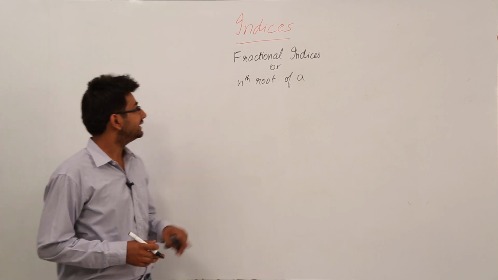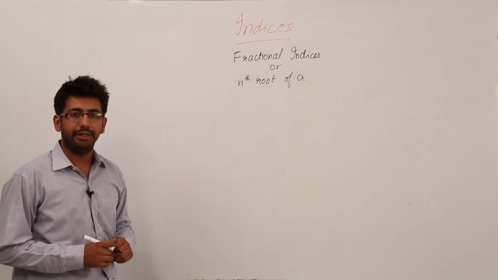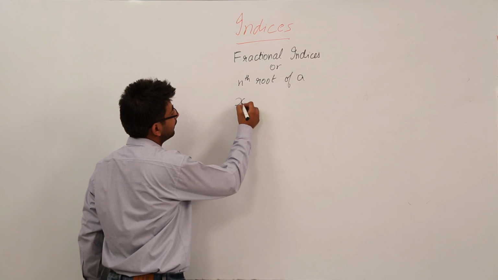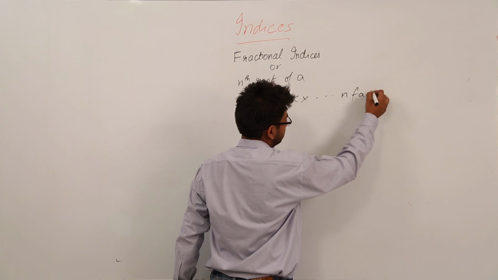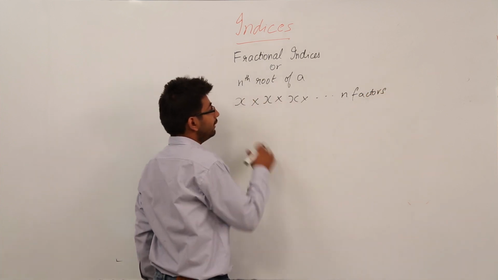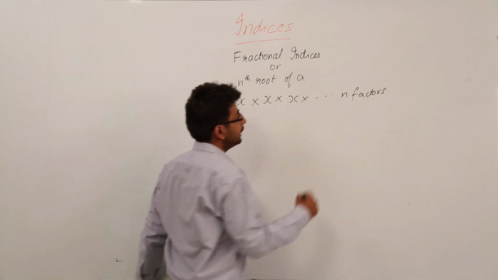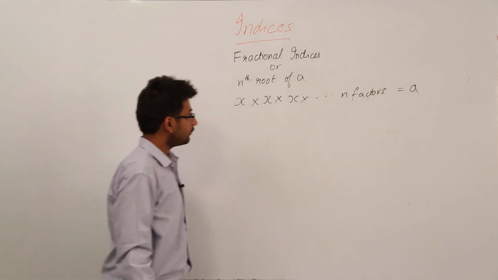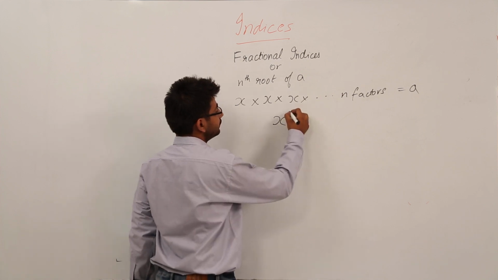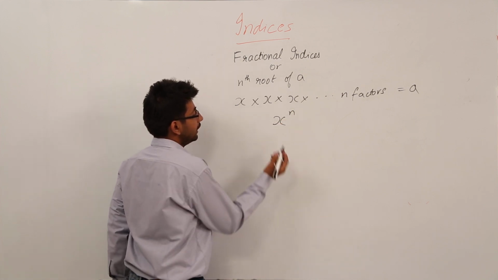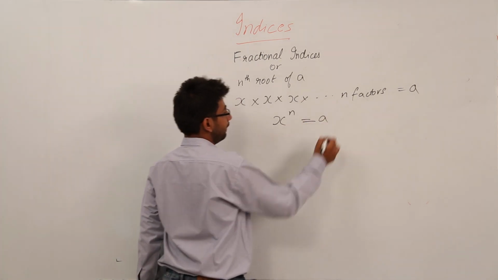Now our next topic is fractional indices, also known as the nth root of a. Let us suppose we have a variable x which is multiplied by itself n number of times, and the value of x multiplied by itself n times is equal to a. You know that this mathematical expression is represented as x raised to power n. Here x is the base and n is the index. It is equal to a.